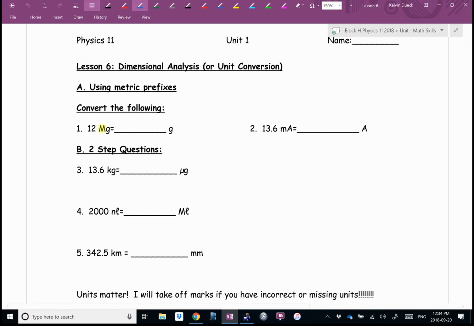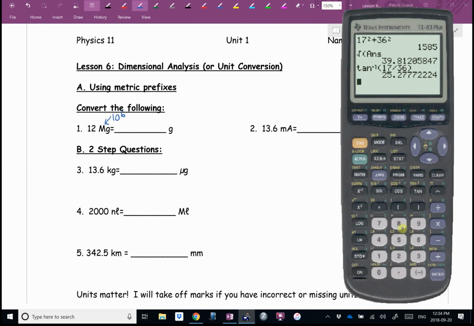For the one-steppers like this, it's a fairly straightforward substitution. On your green sheet, mega, capital M, is 10 to the what? 10 to the 6th? All you're going to do is replace that with a 10 to the 6th. That's a 10 with a 6 as an exponent there. And multiply. So on your calculator, you're going to go 12 times 10 to the 6th, and hit enter.